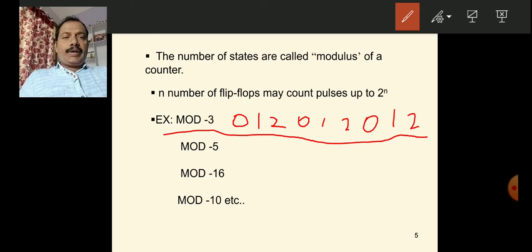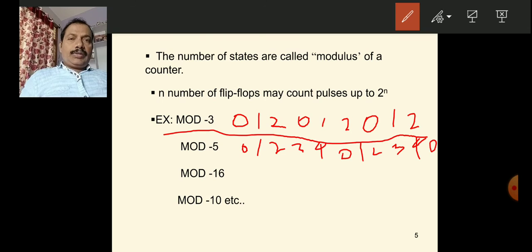and mode 5 counter will count like this: 0, 1, 2, 3, 4, 0, 1, 2, 3, 4, 0 like this. Mode 5 counter. So the counter counts only 5 pulses, mode 5. So mode 16 will count from 0 to 15. Mode 10 counter counts from 0 to 9. So this is the modulus of counter.